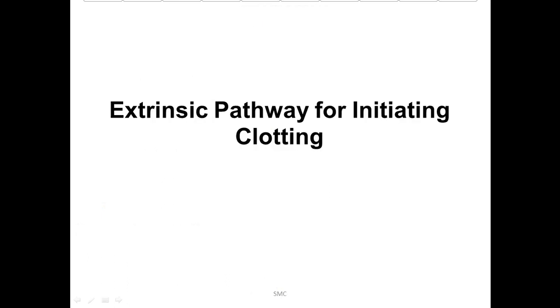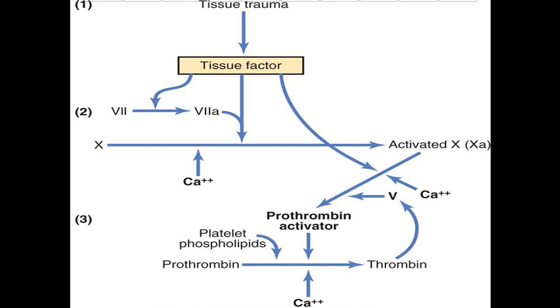Extrinsic pathway for initiating clotting. First of all, there is tissue trauma. So there is a release of tissue factor which activates factor VII into VIIa, and this activated factor VII and the tissue factor both result in the activation of factor X. So there is conversion of X into Xa. Xa means activated factor X. This activated factor X activates prothrombin activator in the presence of factor V and calcium.